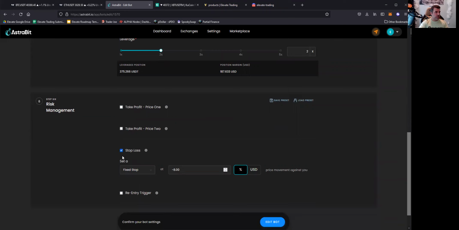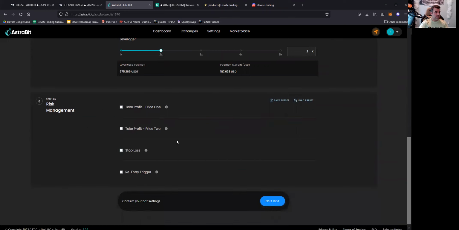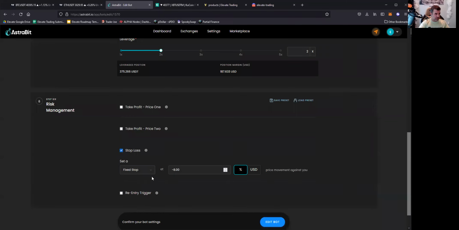Okay, so risk management. These will automatically be blank. If you wanted to practice some risk management, that's perfectly fine. So let's say I want to come in here and set a stop loss. You have the option of setting a trailing stop or a fixed stop loss. So let's move this to about a 4% move against me, and I want it to stop me out. Again, that's 100% up to you.